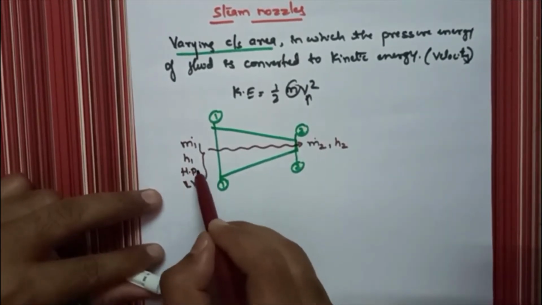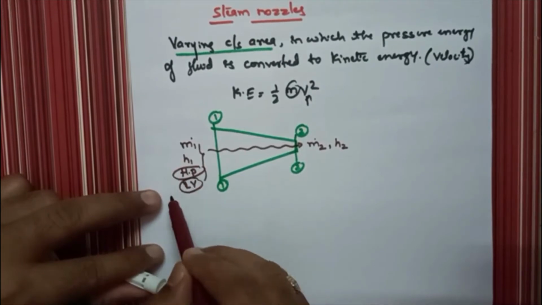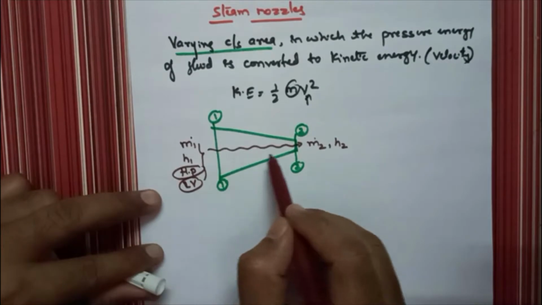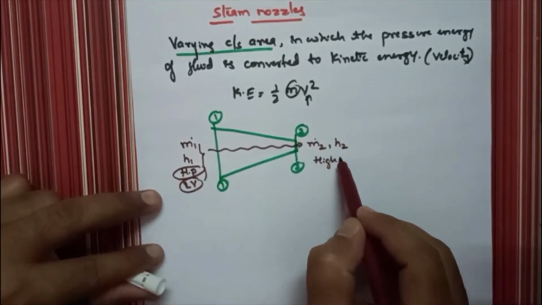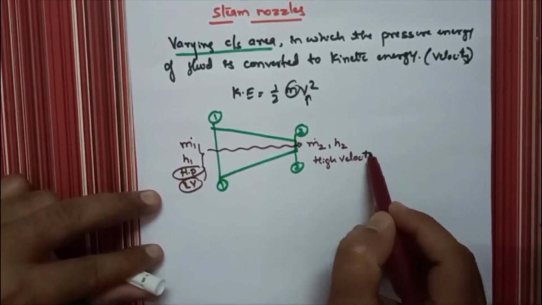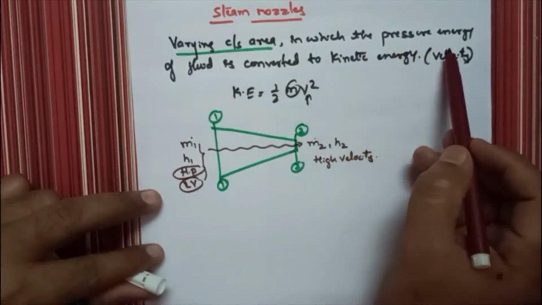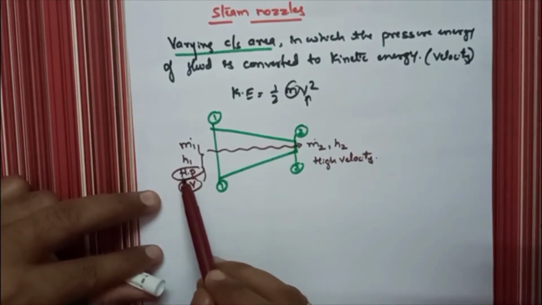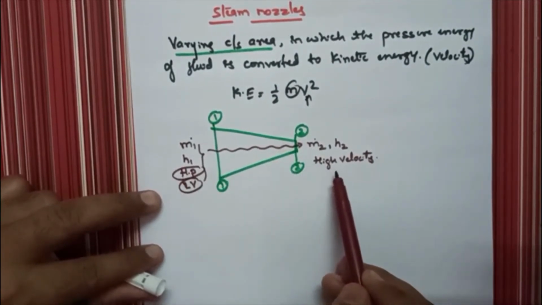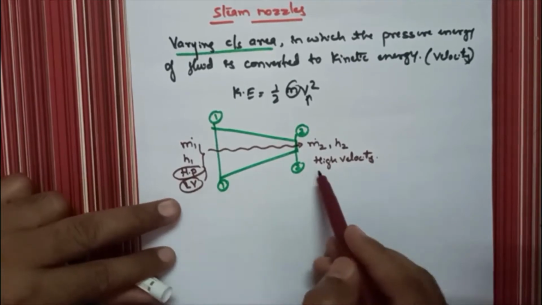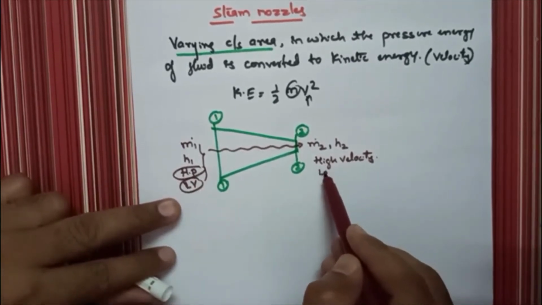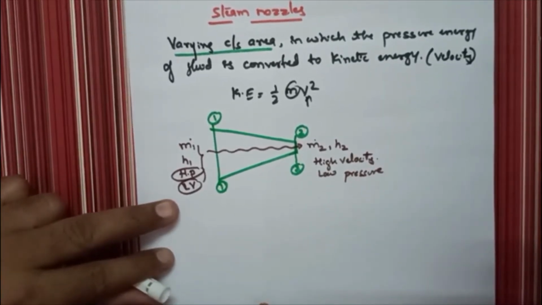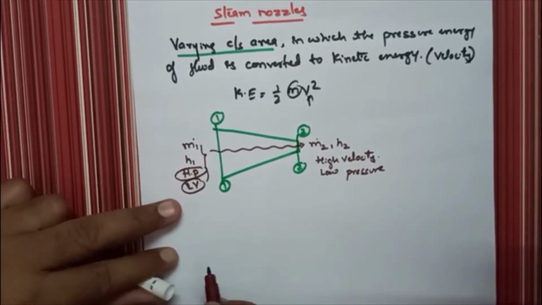Okay, now this high pressure and low velocity steam when passes through the nozzle, so high pressure will be converted into high velocity or high kinetic energy. That is the definition of this. So pressure energy of the fluid is converted into kinetic energy. Pressure is high pressure. High pressure energy will be converted into high velocity. Low velocity will become high velocity. High pressure will become low pressure. Okay, this is the definition of a steam nozzle.